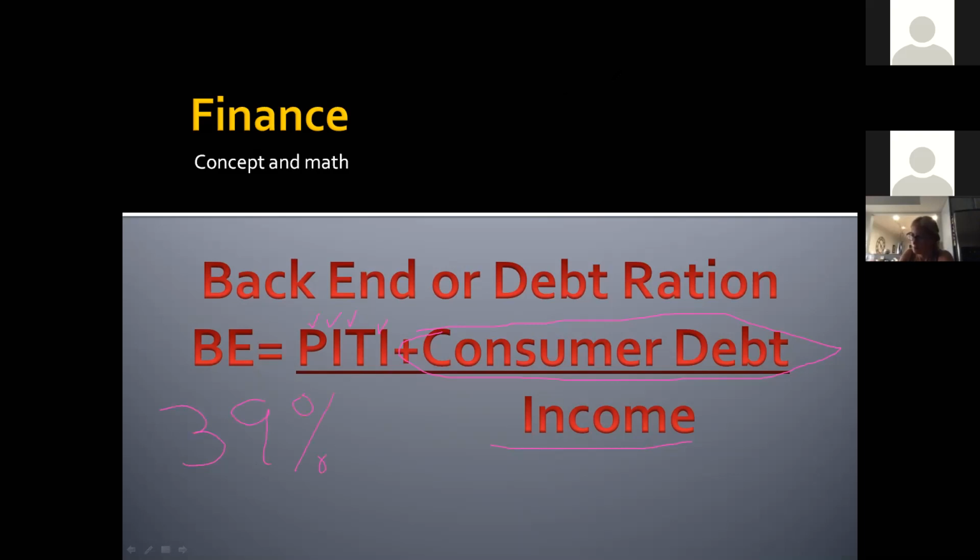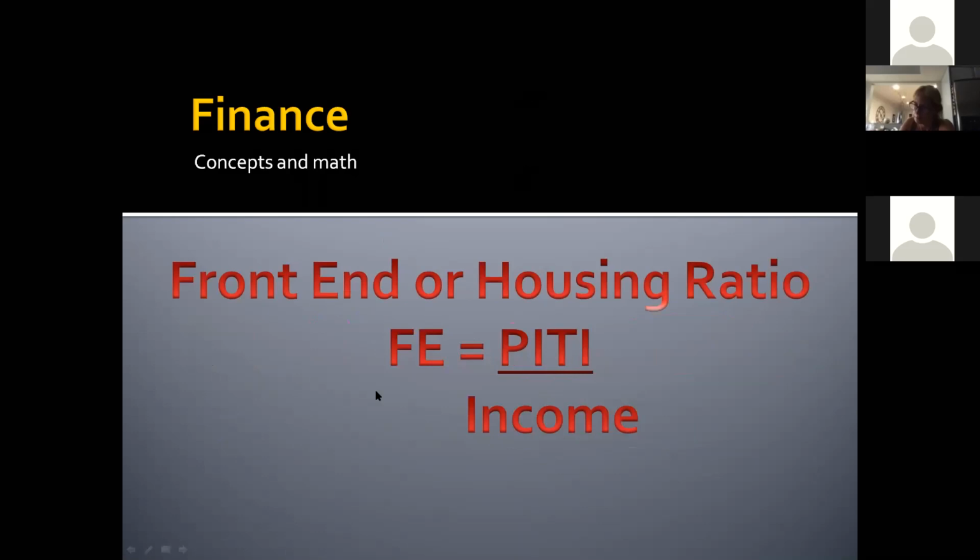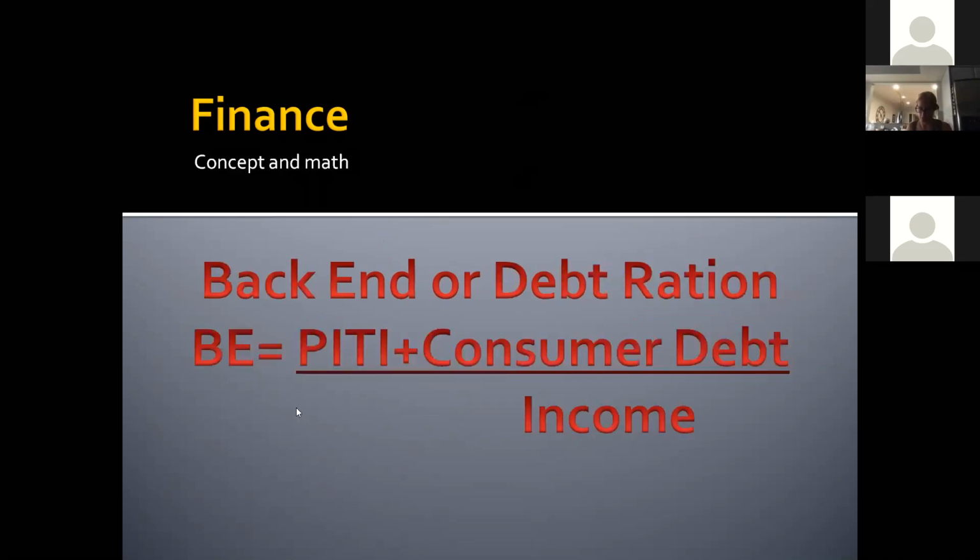So what happens here is most people can qualify on the front end ratio, PITI divided by income. But when it comes to the back end ratio, especially millennials, the back end ratio is PITI plus consumer debt, which is student loans, divided by income, and then they can't qualify. It's been one of the reasons there's been a bottleneck with millennials buying houses. It's because millennials have an average of $50,000 in student loans, and that goes on their back end ratio.